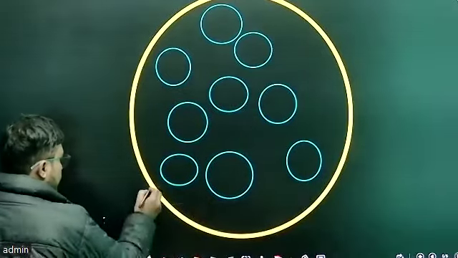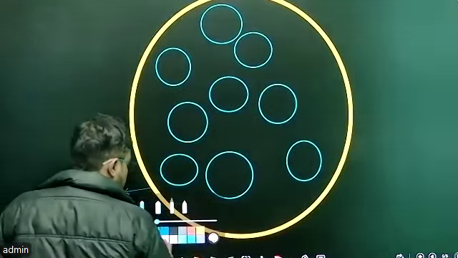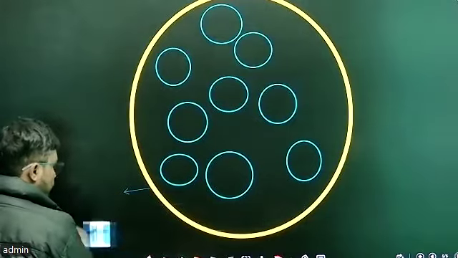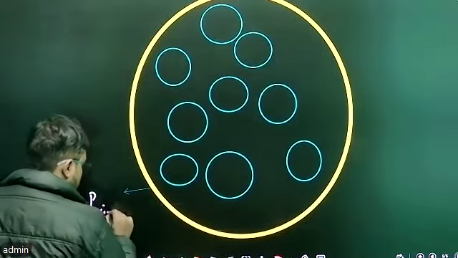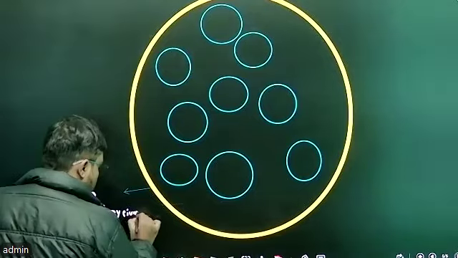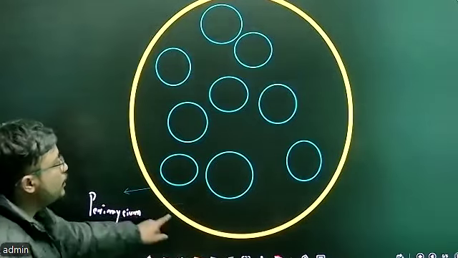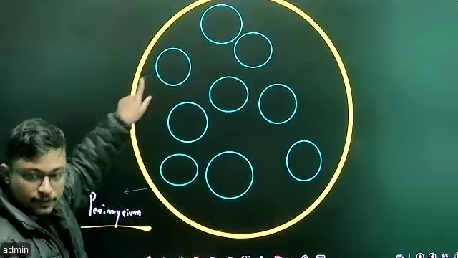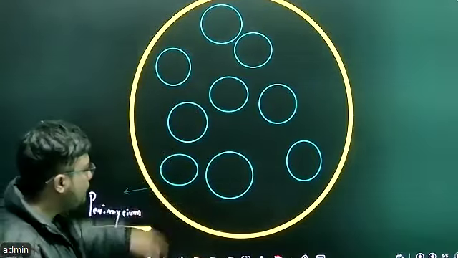The outer covering that you are seeing here in the muscle is called perimysium. This outer covering of the muscle is called perimysium. Am I clear?